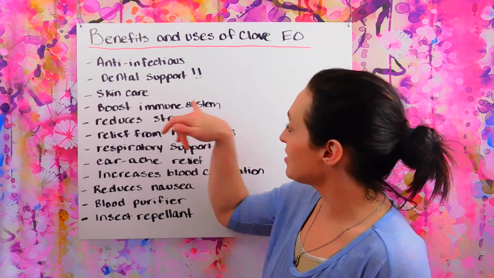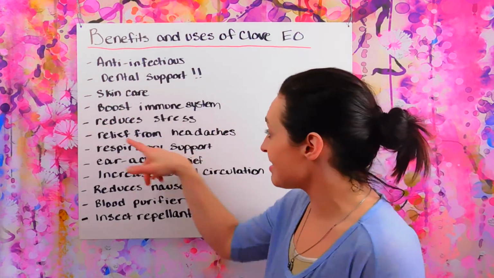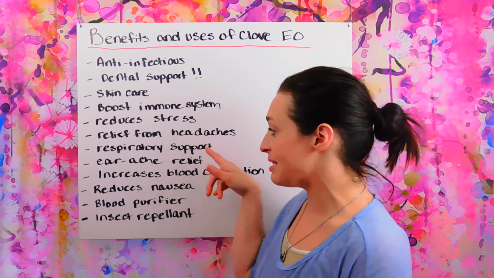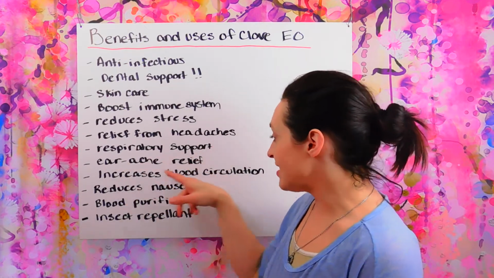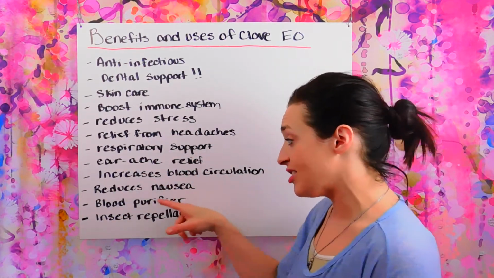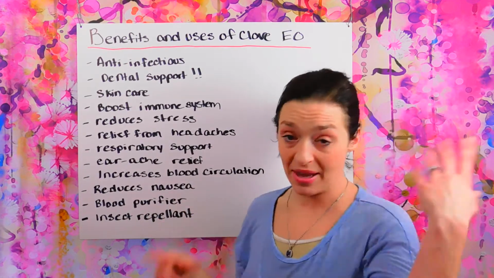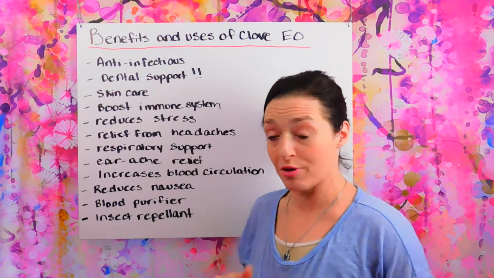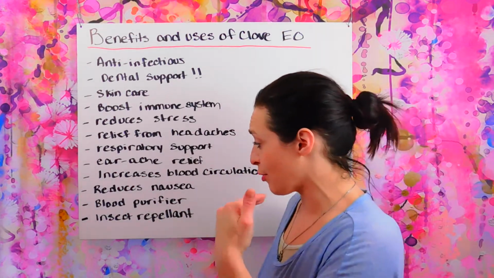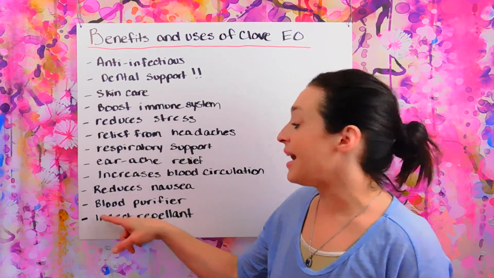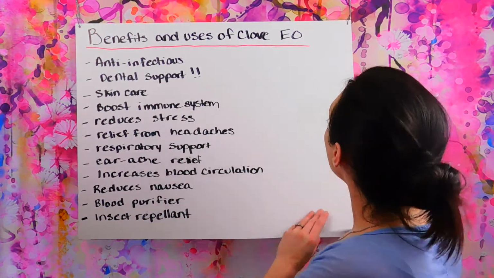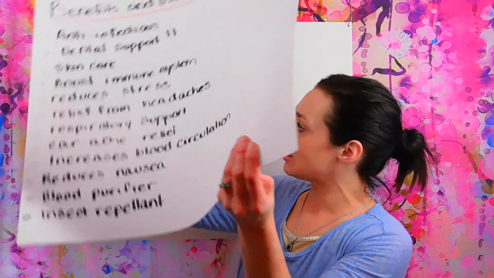Skin care. It boosts the immune system. It reduces stress, relief from headaches, respiratory support, earache relief, increases blood circulation, it reduces nausea, it's a blood purifier, even through inhaling, it's been shown to purify, going through the olfactory system, and it's an insect repellent. So that is our first oil. Let's move on to the next one here.